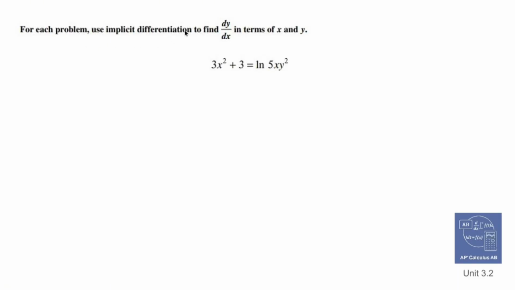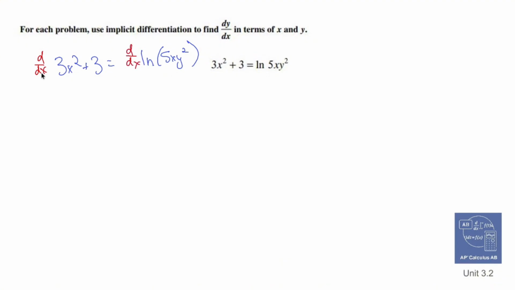Use implicit differentiation to find dy/dx in terms of x and y. So we've got 3x squared plus 3 equals ln of 5xy squared. All right, so let me rewrite it. 3x squared plus 3 equals, leave some space, ln of 5xy squared. All right.